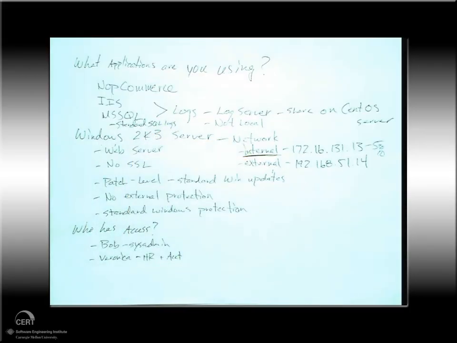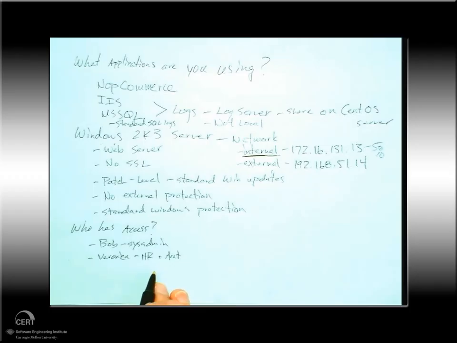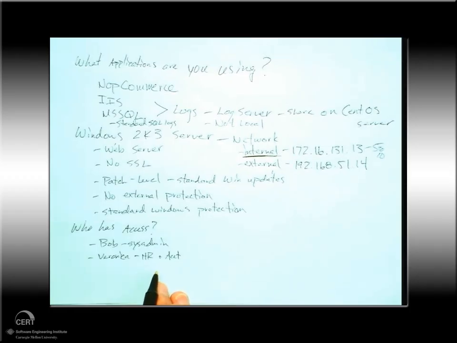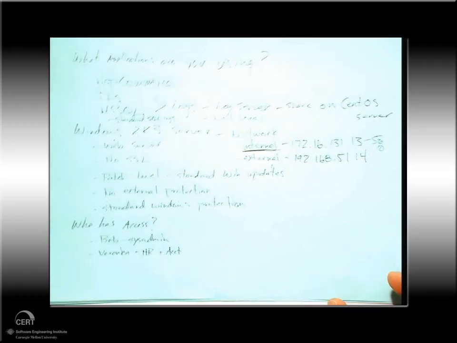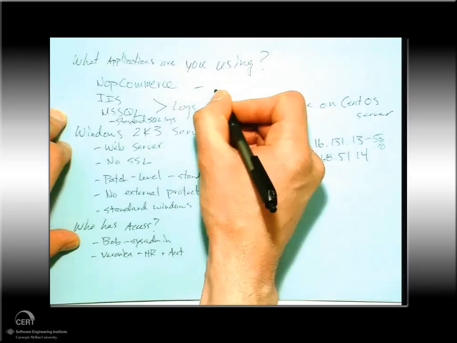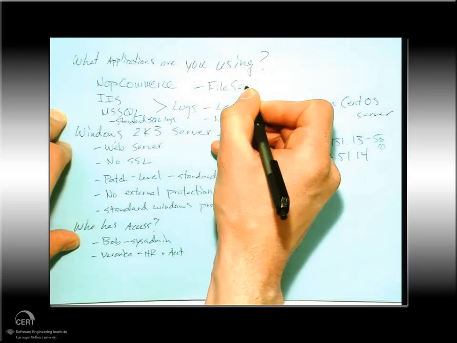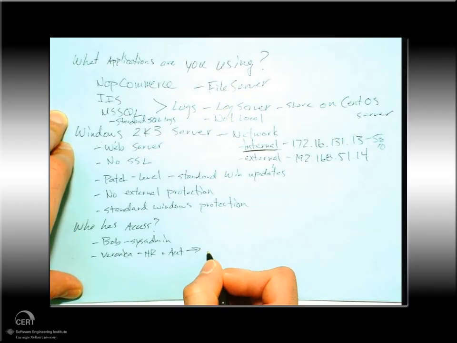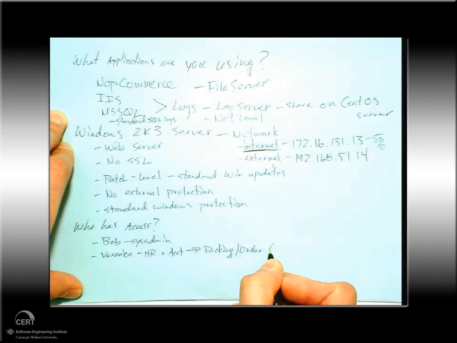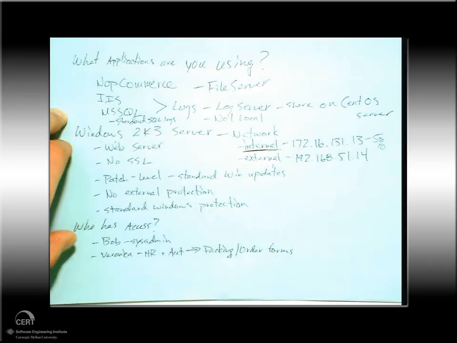So anything else that they want to ask or point out? I guess with that, does the box have any other purposes besides the web front end? Yes, it also acts as basically a file server, in a sense, for packing slips and order forms and stuff like that, used by Veronica. So that is a good question. So these are going to be packing slips, order forms, things like that. So it is used to store some data.